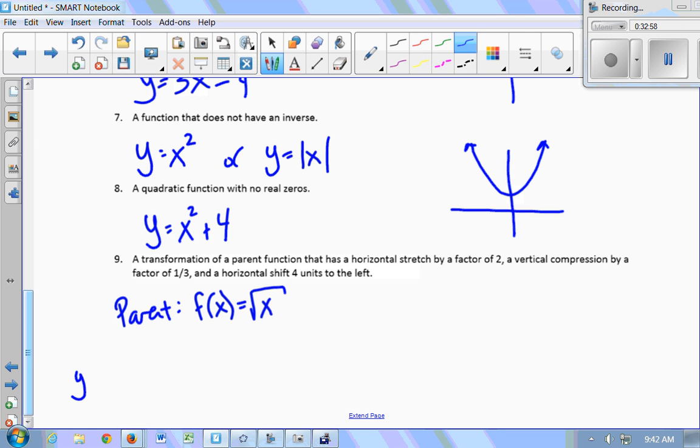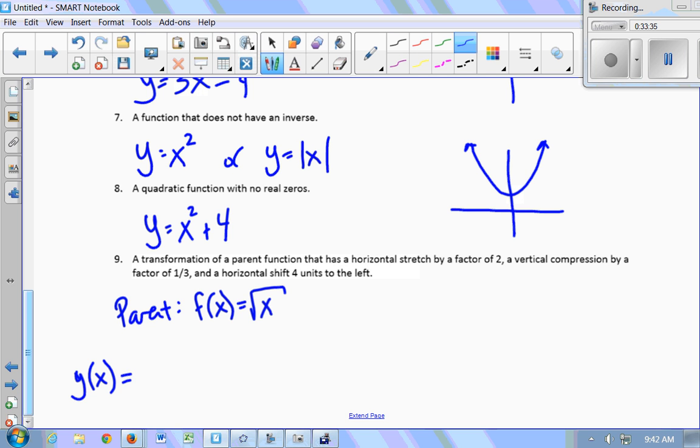Okay, so then my transformation we'll call g. Right, so we want a horizontal stretch by a factor of 2. So horizontal changes, are they inside or outside changes? Inside. So inside the square root, I have to do something. What do you do to create a horizontal stretch by a factor of 2 inside the square root? That will create a horizontal shift if you do x minus or x plus.